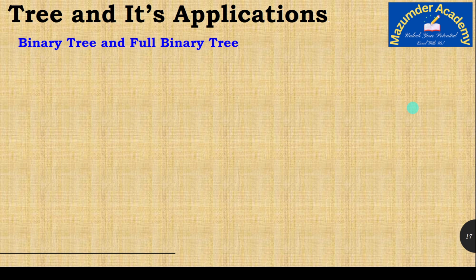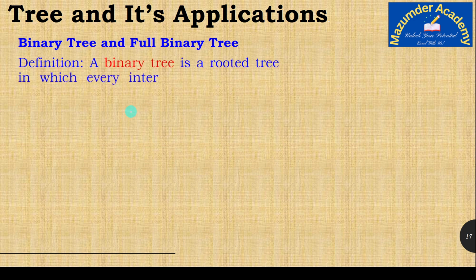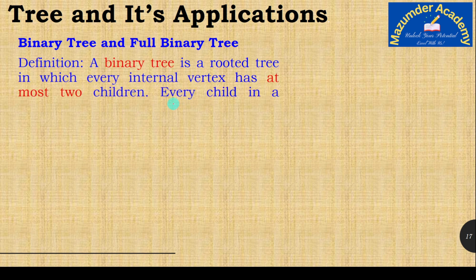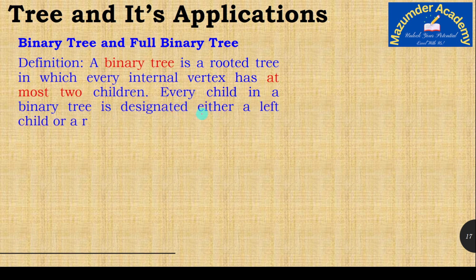Next, binary tree and full binary tree. Bi means 2. So see the definition. A binary tree is a rooted tree in which every internal vertex has at most 2 children. Every child in the binary tree is designated either as a left child or a right child, but not both.